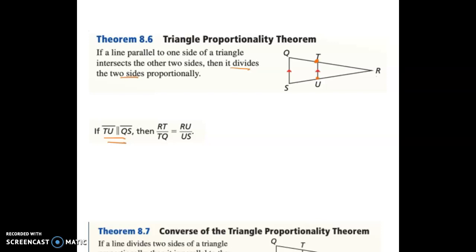Then it divides the two sides proportionally. So it is dividing the two sides proportionally. RT over TQ would be equal to RU over US.